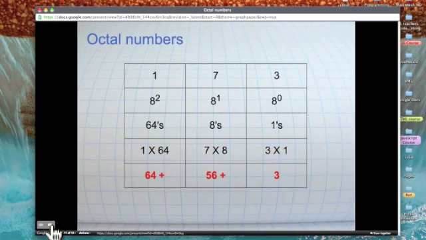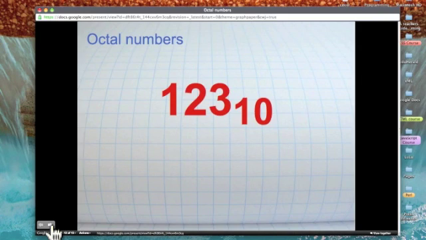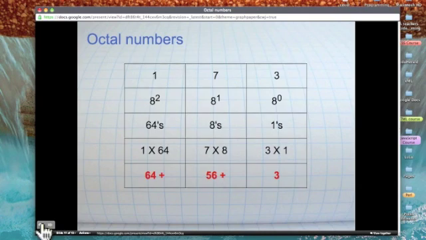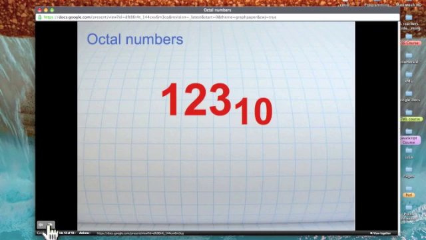And if you add those together, you get the decimal number, or base 10 number, 123. So we're saying that an octal 173 is equivalent to a decimal 123.